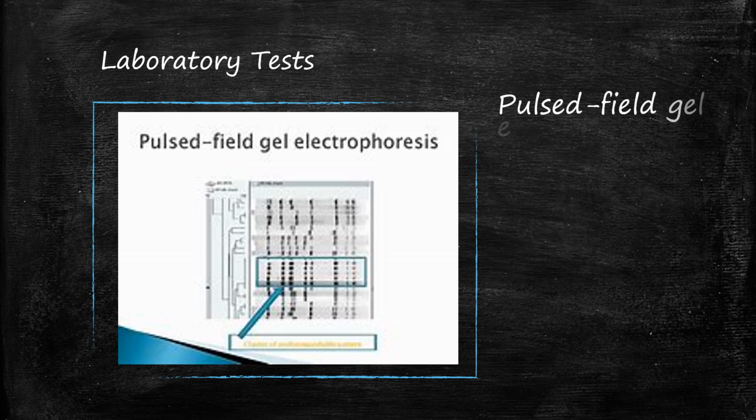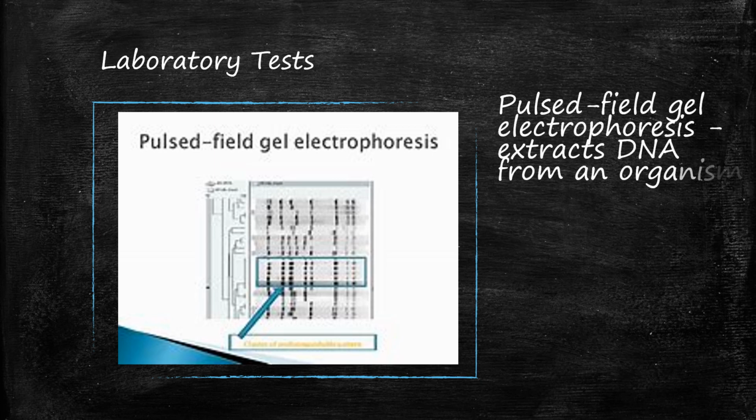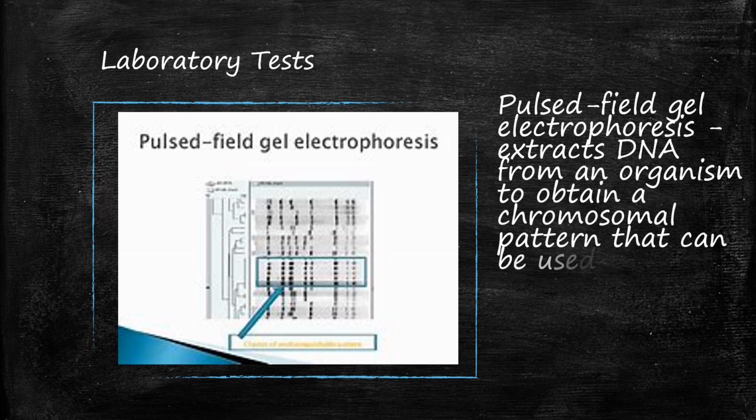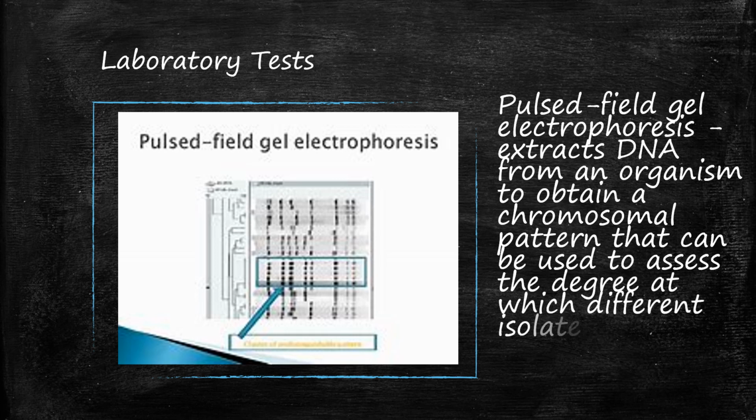Also in the laboratory, they use pulsed-field gel electrophoresis. This is when DNA is extracted from an organism to obtain a chromosomal pattern, and this is then used to assess the degree at which different isolates are related. They use this, of course, in looking at outbreaks.